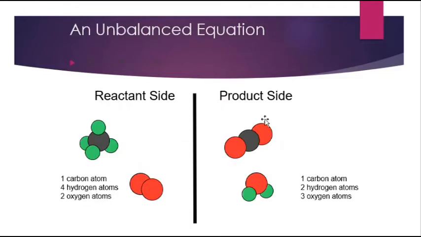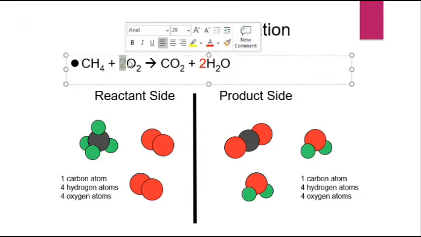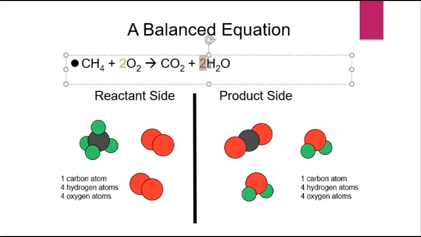For example, this is an unbalanced equation. We have one carbon, four hydrogen, and two oxygen. And on the product side, we only have one carbon, two hydrogen, and three oxygen. So what do we need to do to make it balanced? Because hydrogen and oxygen are not balanced on the reactant and product sides. So we will add two to the oxygen and two to the water side.